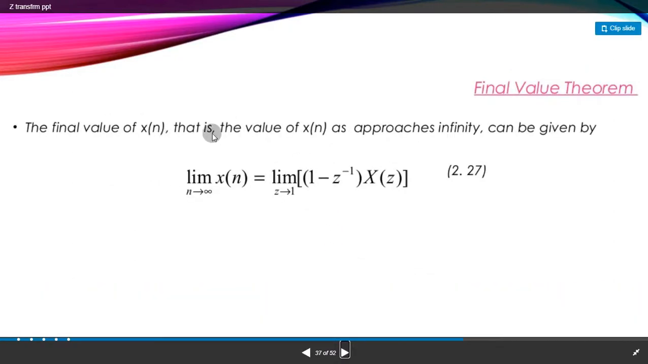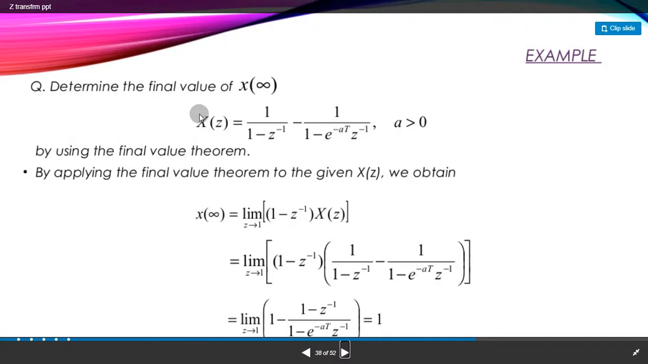Now the final value of x of n, that is the value of x of n as n approaches infinity, can be given by the limit of x of n as n tends to infinity, which is equal to the limit as z tends to 1 of 1 minus z to the minus 1 times X of z. With an example you can understand this: to find x of infinity, X of z is equal to 1 by 1 minus z to the minus 1, minus 1 by 1 minus e to the minus a capital T into z to the minus 1, with a greater than 0.